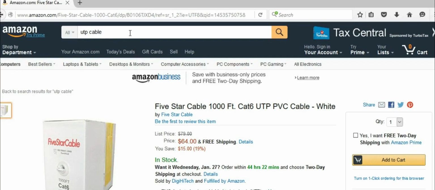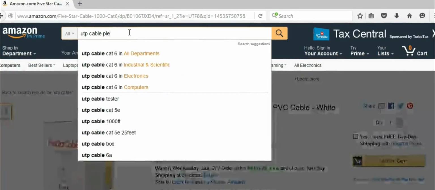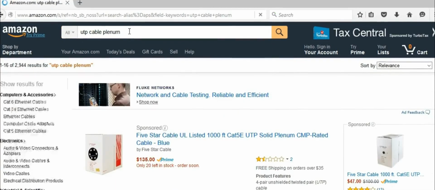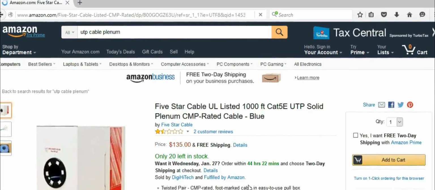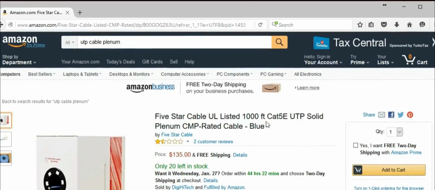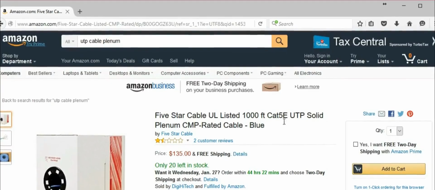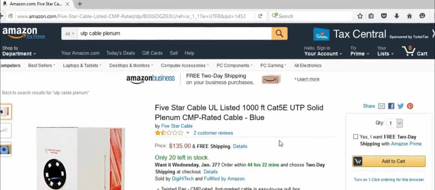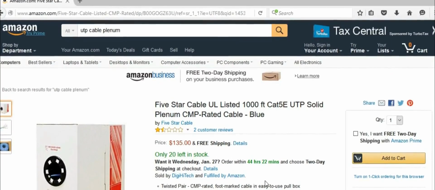In fact, let's look for it. So UTP cable, and I'll say plenum. And let's see. Here we go. And look at the price just jumped up, didn't it? Are we dealing with 1,000 feet? Yeah. Now this is Cat 5e, and we were dealing with Cat 6 before, I believe. But notice the price still jumped up.